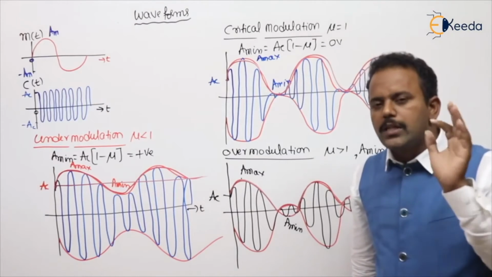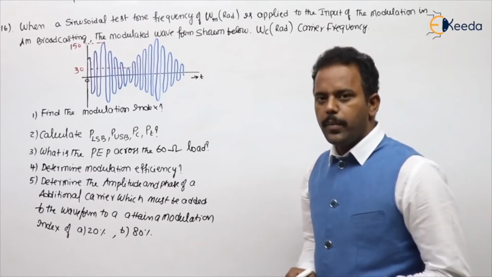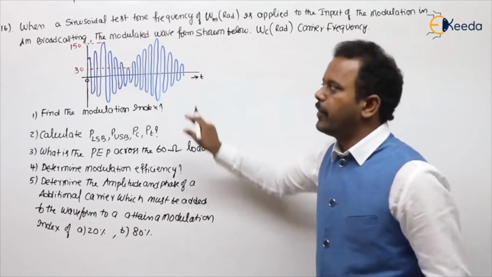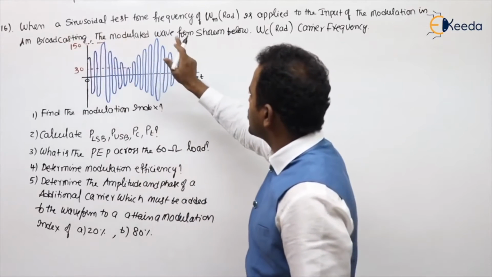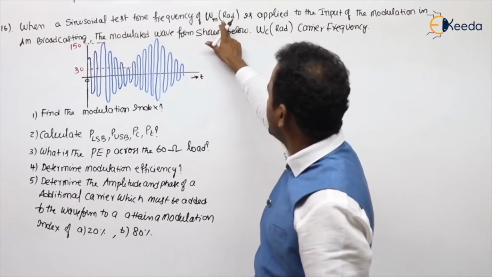Then the positive peaks are exactly equal to our message. See the problem based on the given AM signal waveform. What is the question they have given? A sinusoidal test tone of frequency omega m is given in radians.